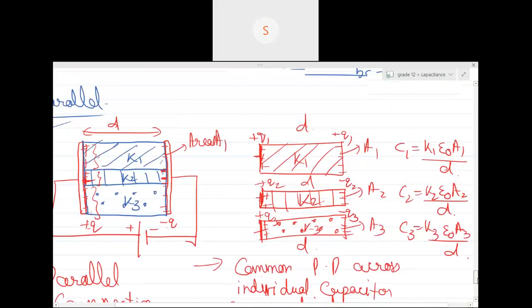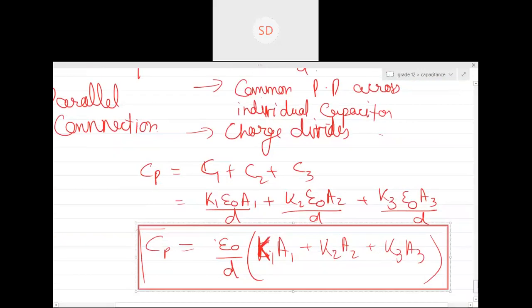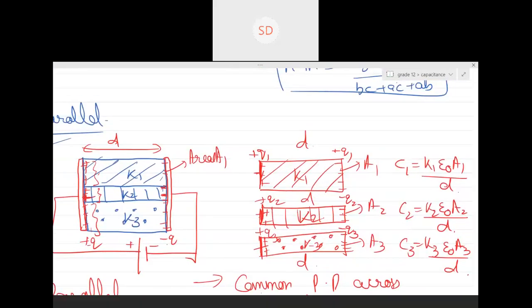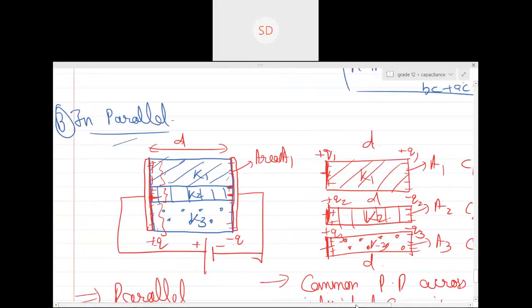Again, the same type of question may arise if I don't want individual capacitors. I want a single capacitor. That is just the previous case. Exactly.